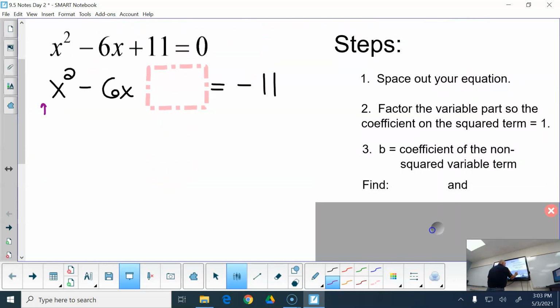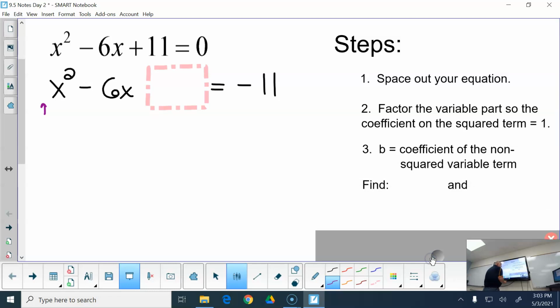Step number 3 is we are going to look at our B number. So our B number here is the coefficient on the non-squared variable. So that coefficient is negative 6. So B here is negative 6. We need to find B over 2 and B over 2 squared.